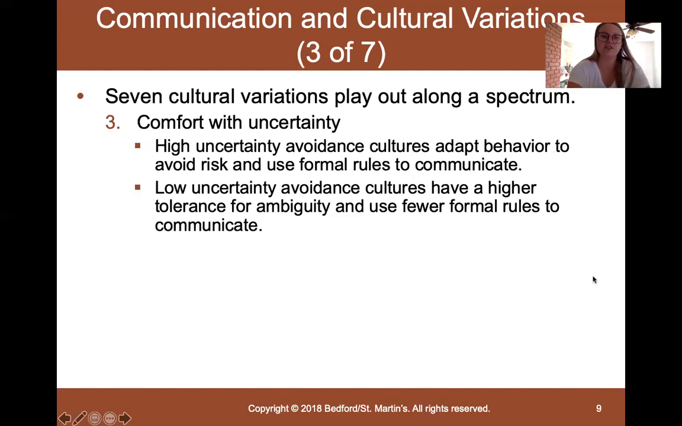Comfort with uncertainty. Uncertainty avoidance deals with the society's tolerance for uncertainty and ambiguity. It ultimately refers to man's search for truth, and it indicates to what extent a culture programs its members to either feel comfortable or uncomfortable in unstructured situations. So cultures with high uncertainty avoidance adapt behavior to avoid risk and use formal rules to communicate. Whereas cultures with low uncertainty avoidance have higher tolerance for ambiguity and use fewer formal rules when communicating.